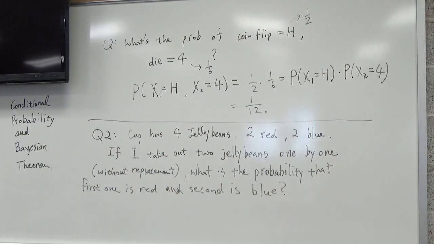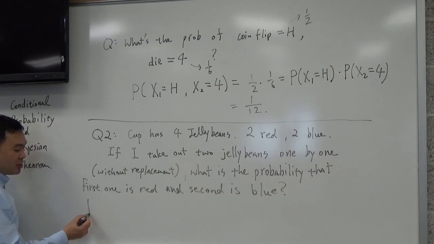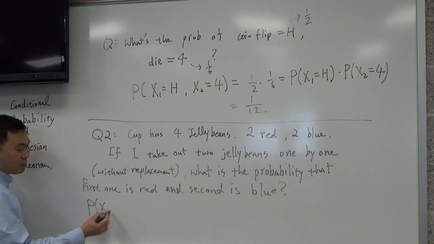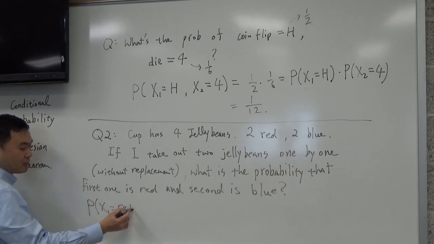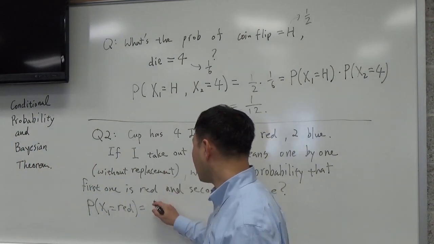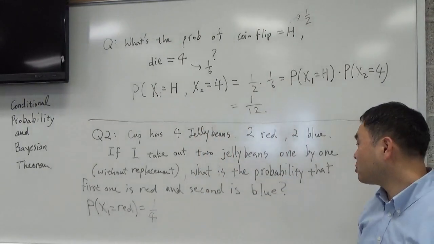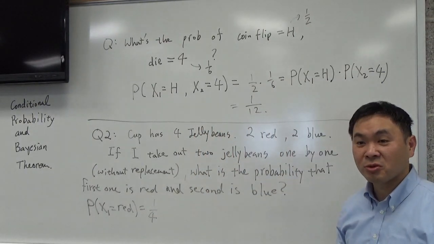Fair question. You could ask for such a probability, right? So, let me ask what the probability of the first one being red. What's that? One over four. Okay. Now, what's the probability of second one being blue?